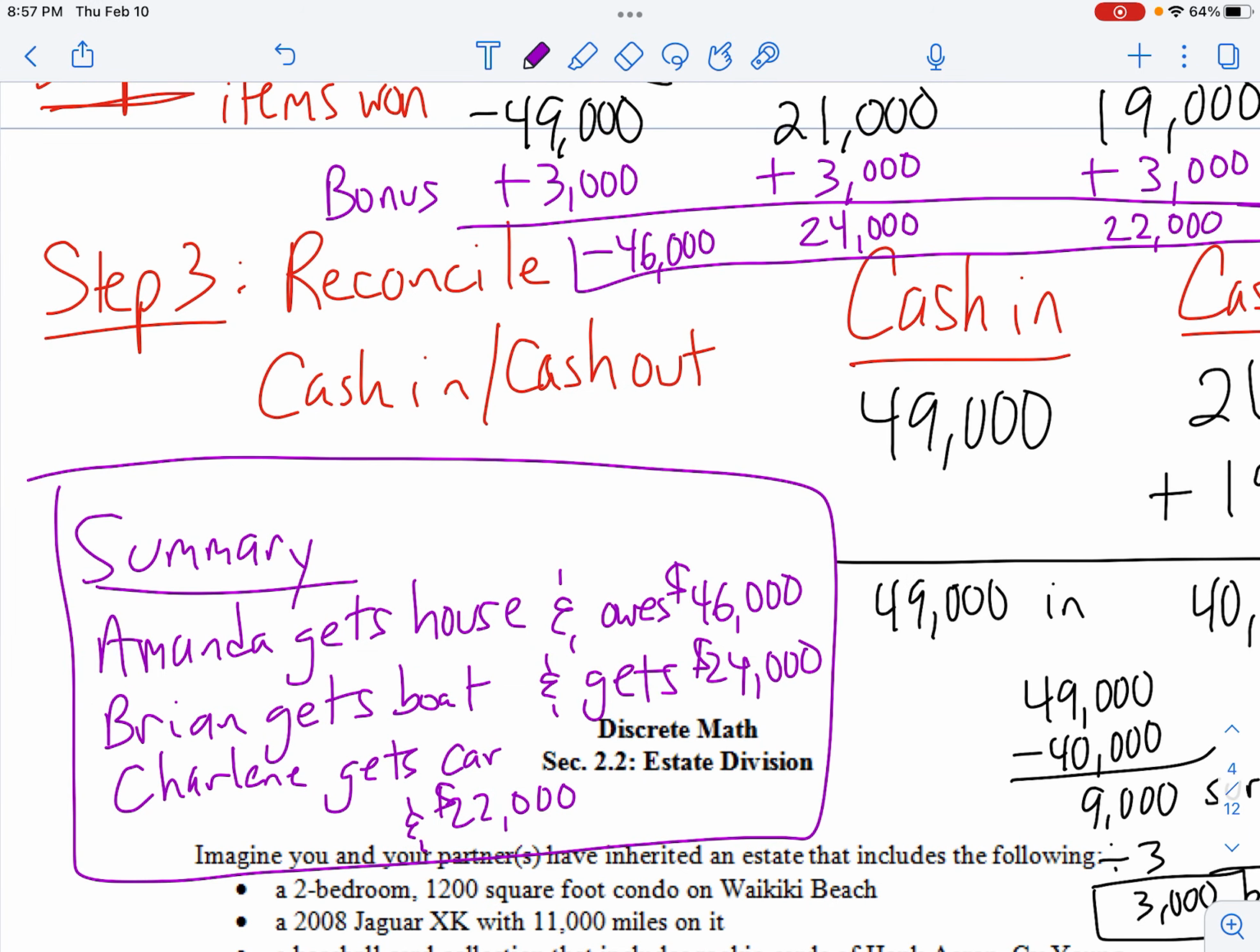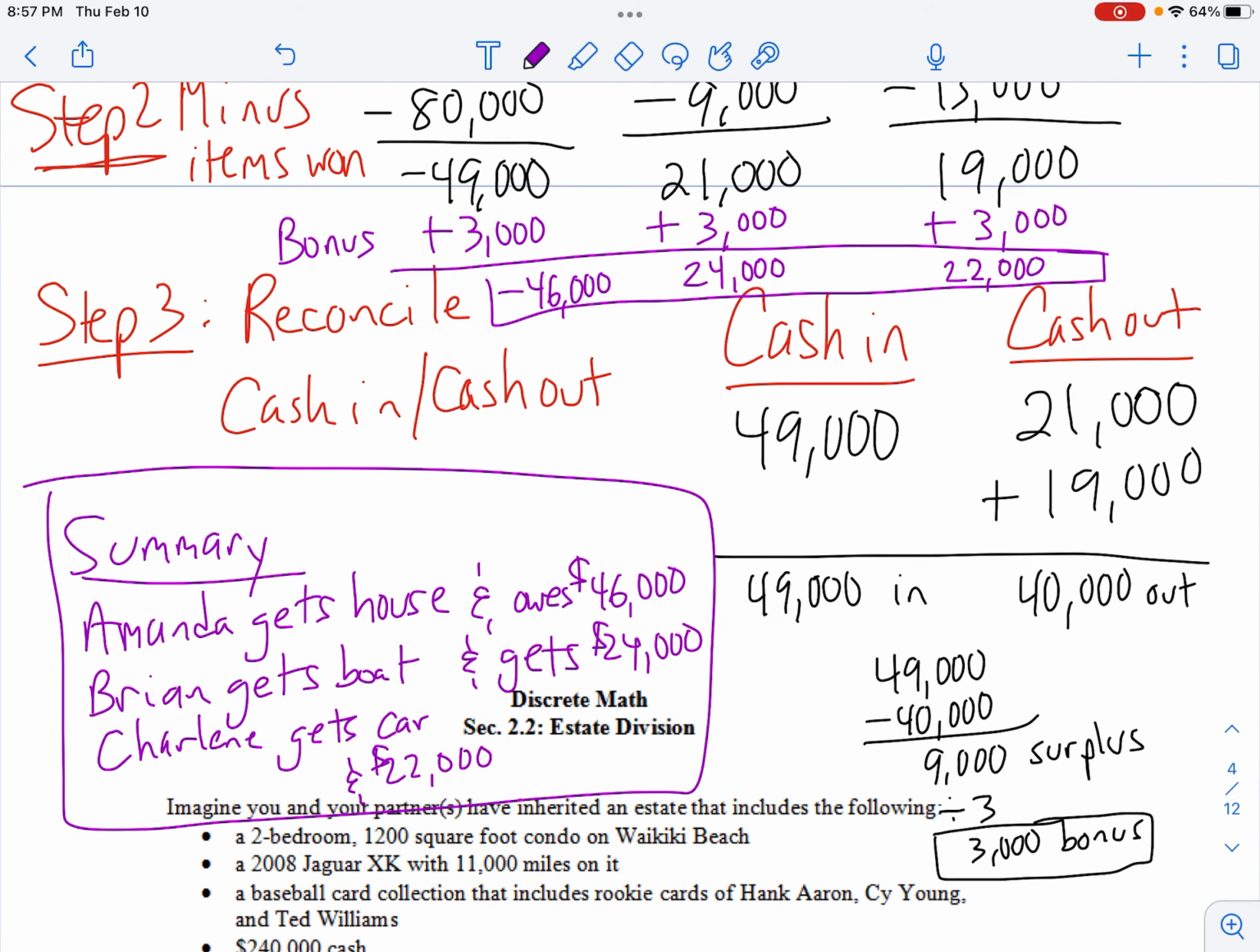Whoever owes money gets canceled out by who's receiving money. The 46,000 that Amanda owes in this problem gets balanced out by the 24,000 and the 22,000 that the other two receive. So everything nets out to zero. Everything cancels and balances out. That's called reconciling the dollar amounts.